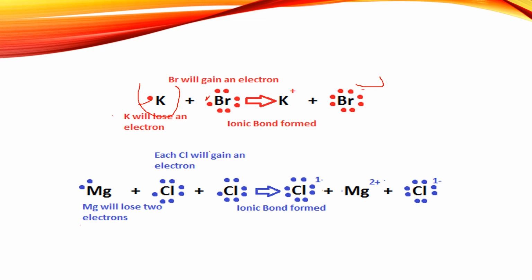Another is MgCl2. Each Cl will gain an electron, right? Here MgCl2. So Mg has two valence electrons. Mg will lose two electrons, one here and one here, and form Cl negative, here also Cl negative, and Mg plus 2, an ionic bond forms, right? So this is called ionic bonding.